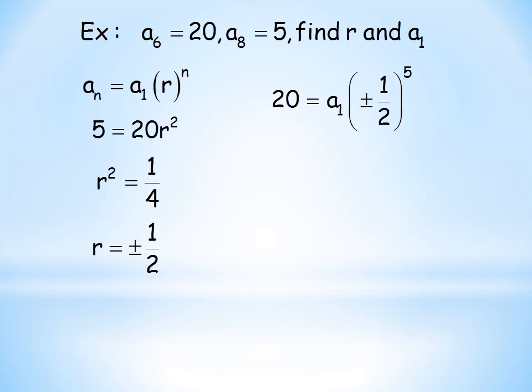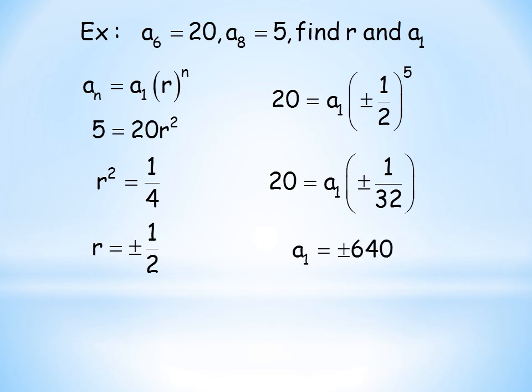Solve this equation for a1. 1/2 raised to the 5th would be plus or minus 1 over 32. Multiply by the reciprocal, and I know that a1 is plus or minus 640. Since I don't know whether my common ratio is plus a half or minus a half, I don't know whether I'm starting with plus 640 or minus 640.